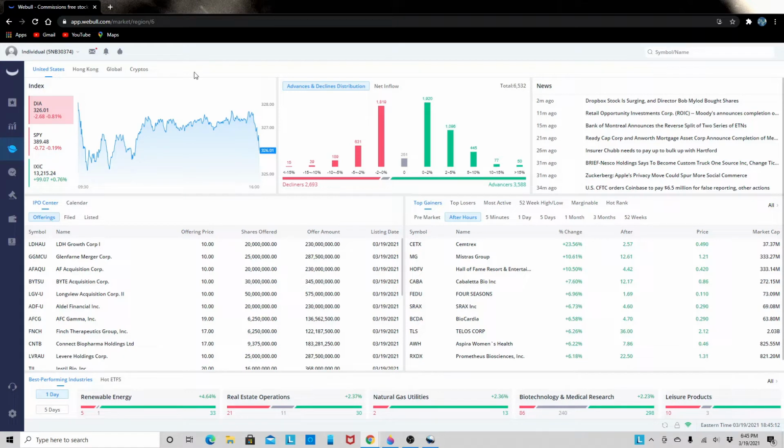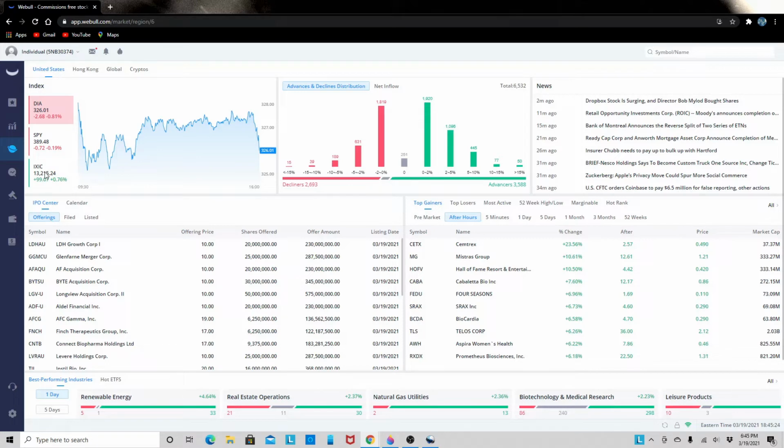Today, the Dow was down 0.81%. The S&P 500 was down a little bit, 0.19%. And the NASDAQ was down in the morning, and it ended up the day up 0.76%.